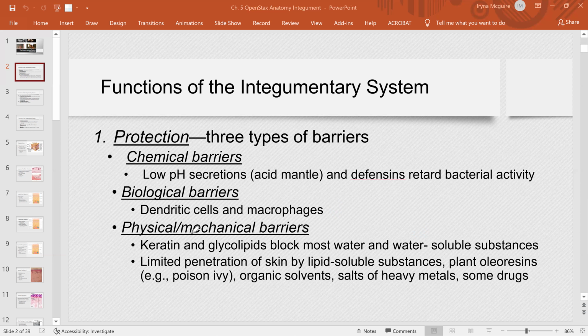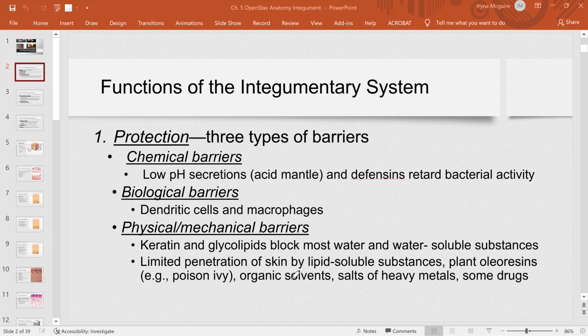Physical and mechanical barrier also means, of course, you block water and water-soluble substances, but you also limit penetration of skin by lipid-soluble substances, such as, for example, plant oleoresins like poison ivy, organic solvents, salts, heavy metals, some drugs, right?